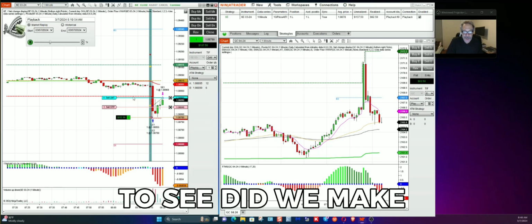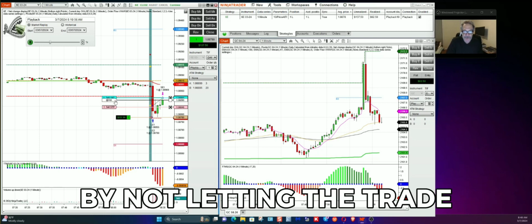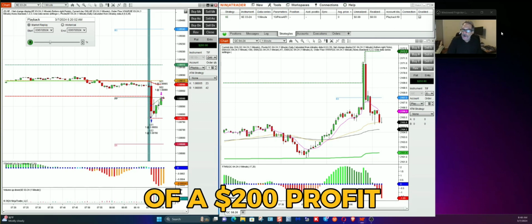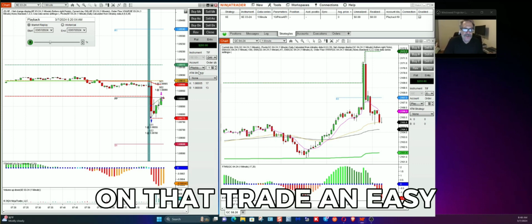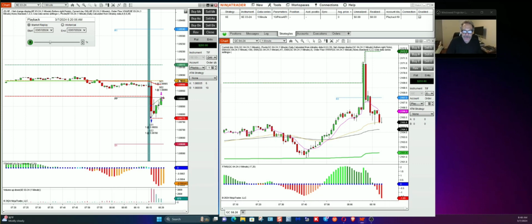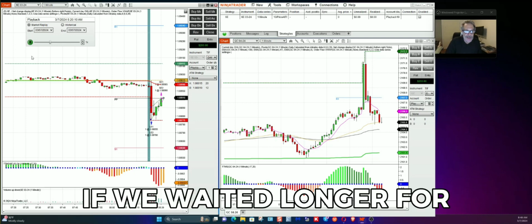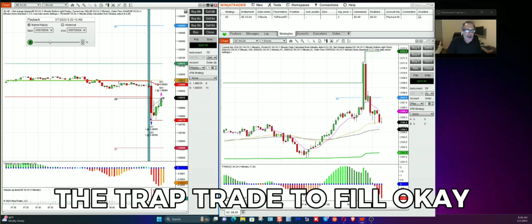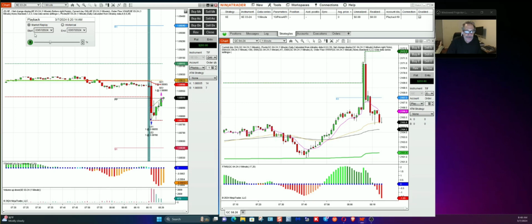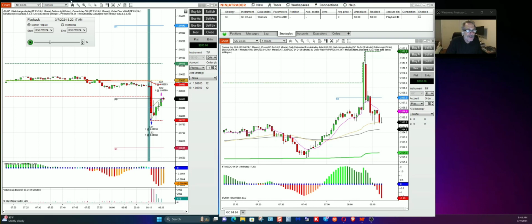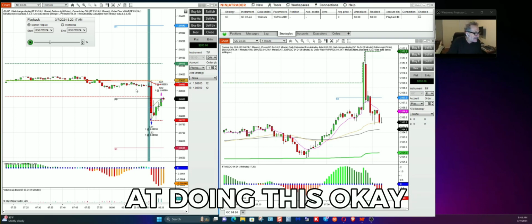To see, did we make a mistake by not letting the trade play out? There was an absolute possibility of a $200 profit on that trade. An easy $200 profit was available on that trade if we waited longer for the trap trade to fill. Okay? That's how you practice trap trades. That's how you practice replays. That's how you get better at doing this.